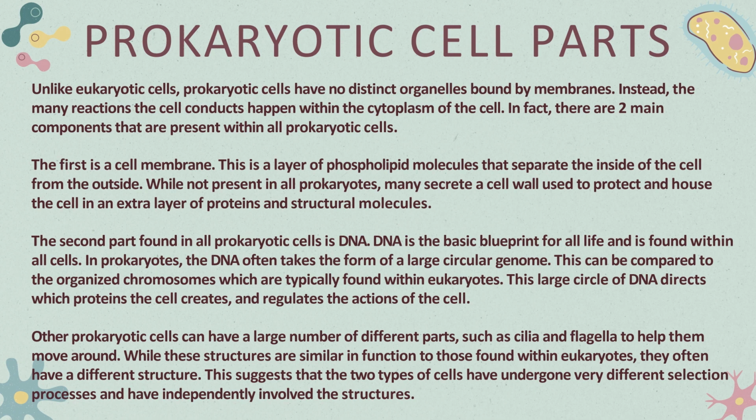Other prokaryotic cells can have a large number of different parts such as cilia and flagella to help them move around. While these structures are similar in function to those within eukaryotes, they often have a different structure. This suggests that the two types of cells have undergone very different selection processes and have independently evolved the structures.